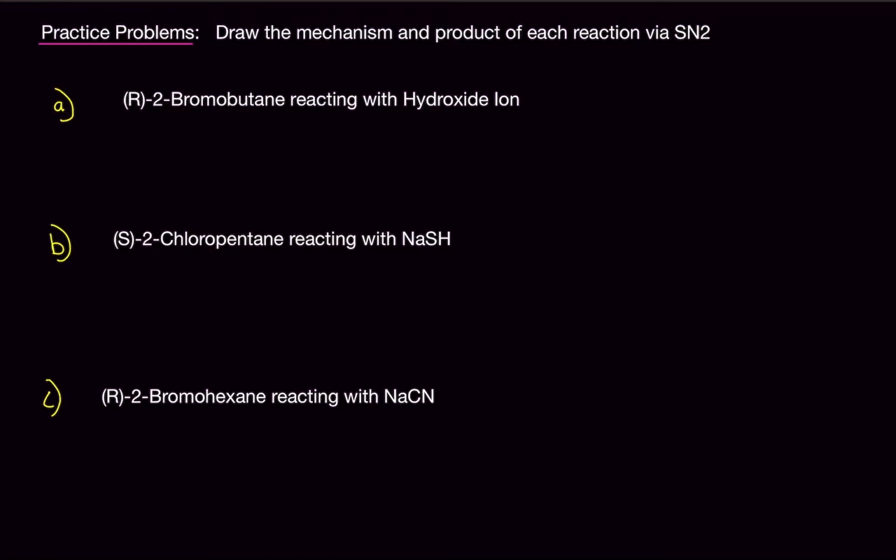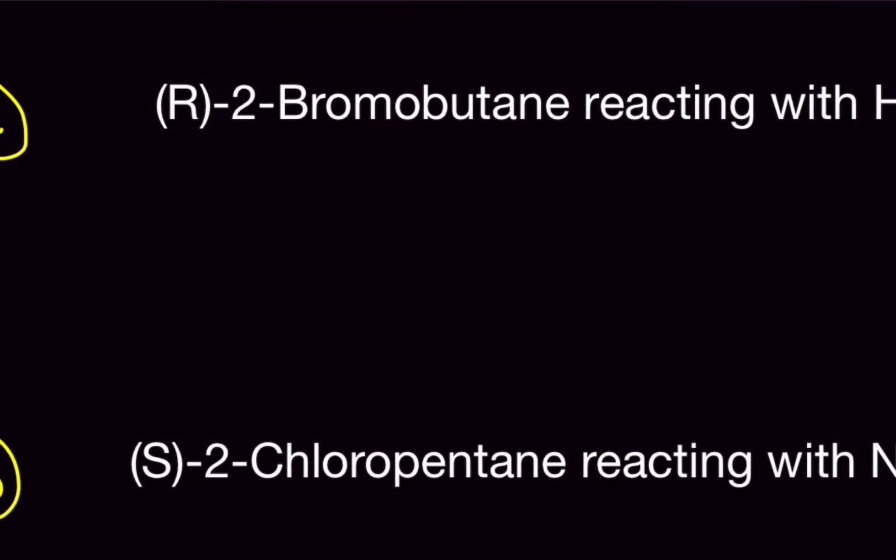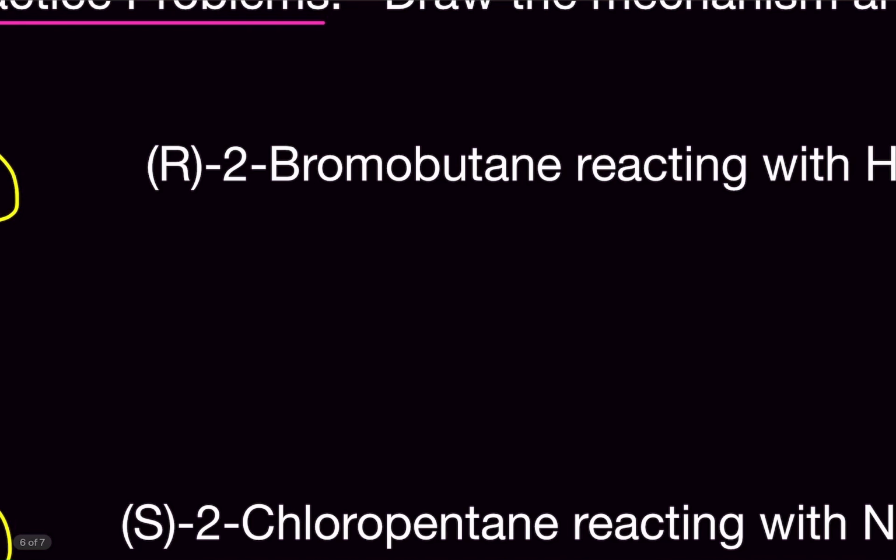Okay, let's do some practice problems. Draw the mechanism and product of each reaction via Sn2. So we have R2 bromobutane reacting with hydroxide ion. So the first goal is actually drawing out what the molecule is. What's the starting compound? So how do we do this?